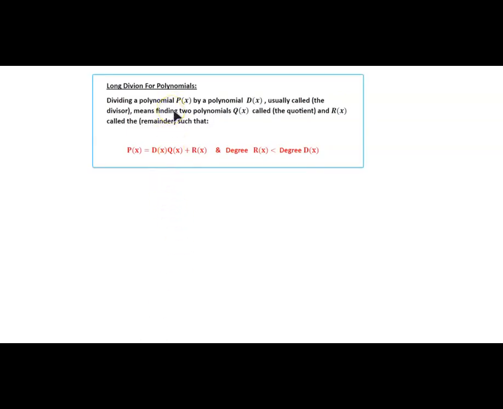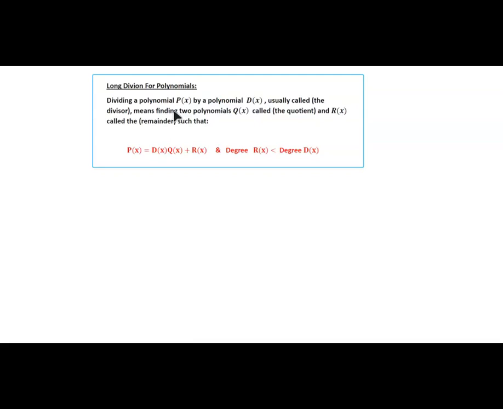Now, before we look at questions involving either the remainder theorem or the factor theorem, we will say a few things about long division of polynomials, because the technique usually figures prominently in many of the questions involving the remainder or the factor theorem.